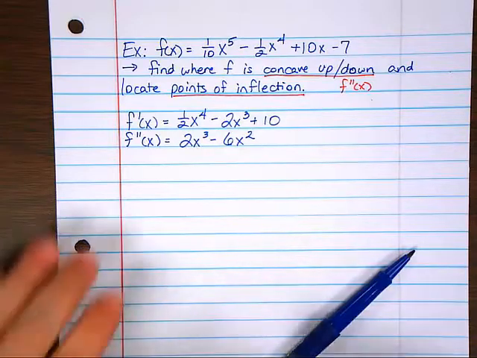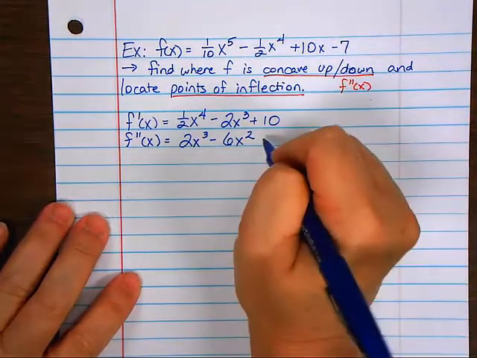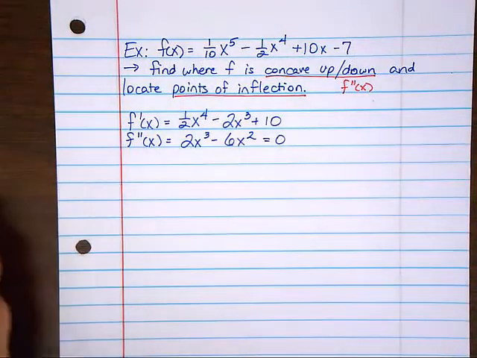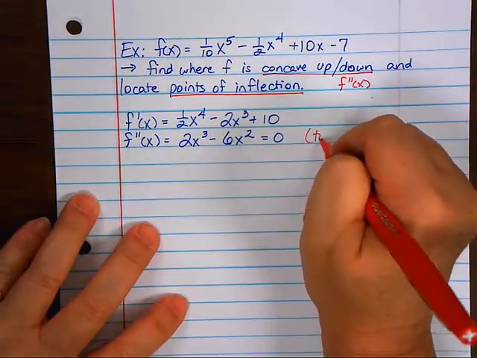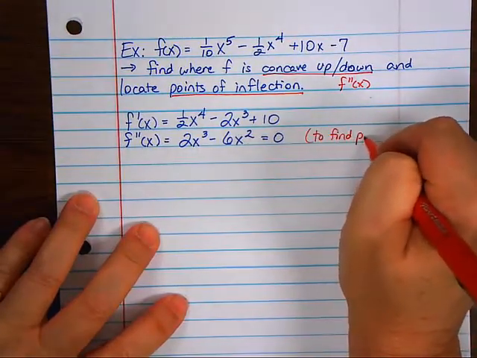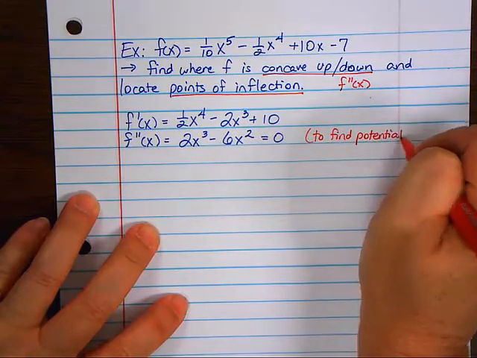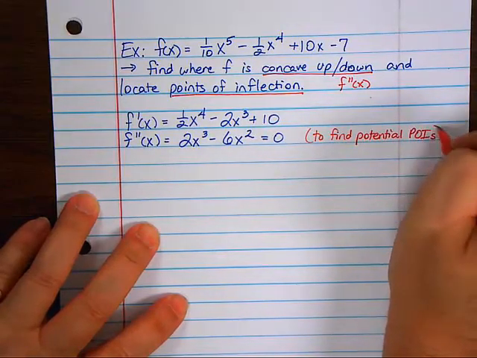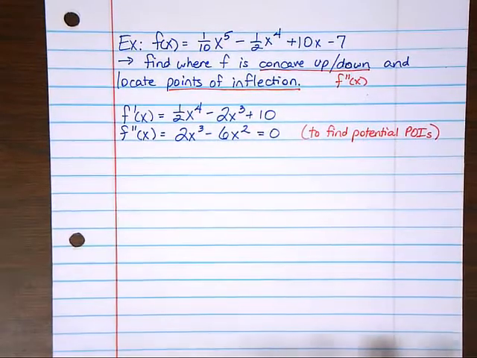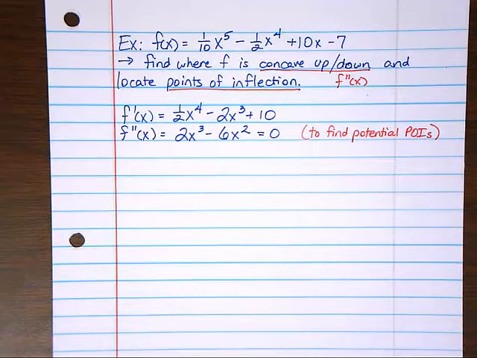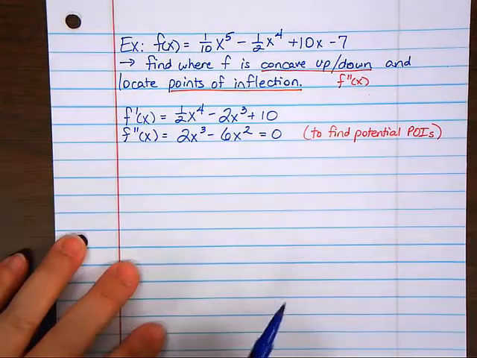So, what we need to do now is set this equal to 0, and I'm going to write down to find potential POIs, potential points of inflection. Just because it equals 0 does not necessarily mean it's going to be a point of inflection, for the same reason that just because the first derivative equals 0 doesn't necessarily mean it's going to be a max or min. It's a potential. How do I solve that?